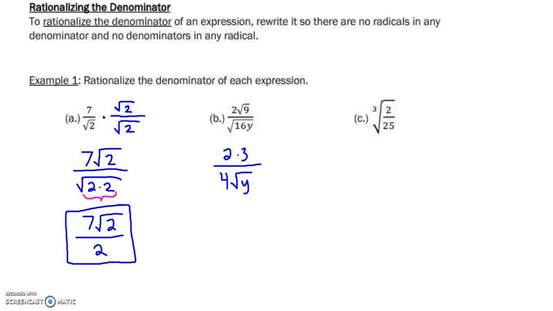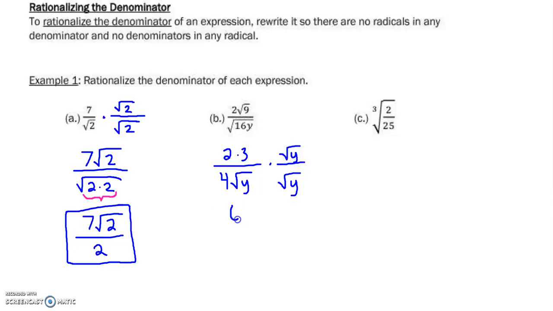And now I'm almost to the point where I don't have any radicals in the denominator or denominators in a radical, but I still have this square root of y. Man, would it be nice if I had another y inside that radical so that I could take a pair and bring 1 out and get rid of the radical sign. So that's what I'm going to do. I'm going to multiply the denominator by the square root of y. In order to preserve the value of the fraction, I also multiply the numerator by the square root of y.